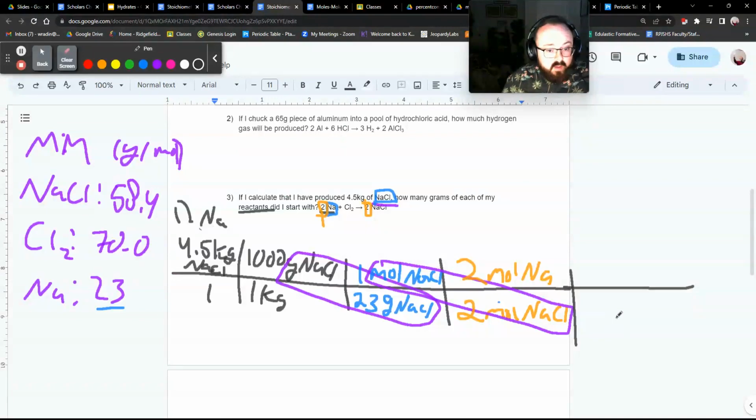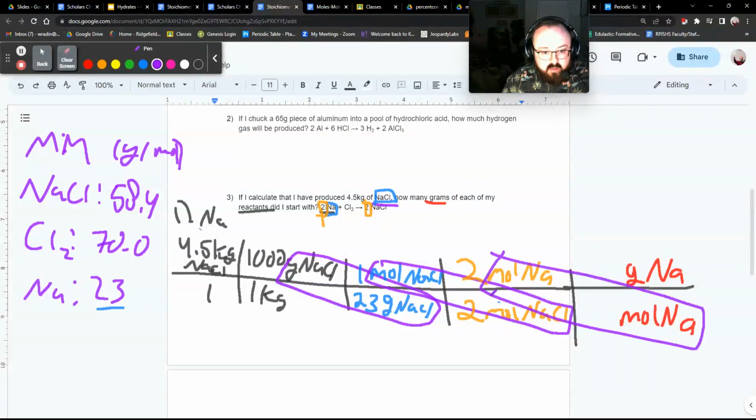Okay. So, we are going to use red. Moles of Na. And what do I want? I want grams. Grams of Na. Here is our box of units. Again, top left, bottom right, same unit. Top left, bottom right, same unit. My 23.